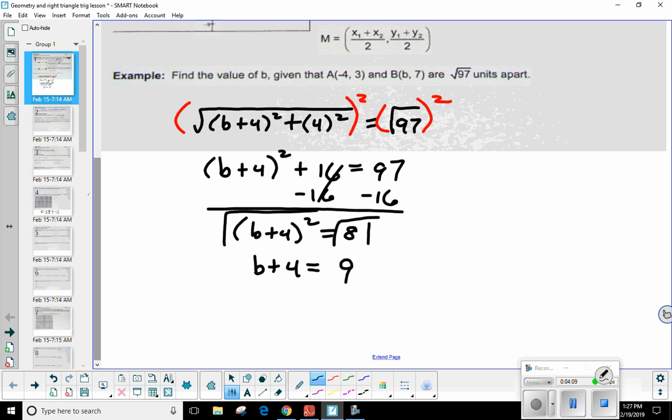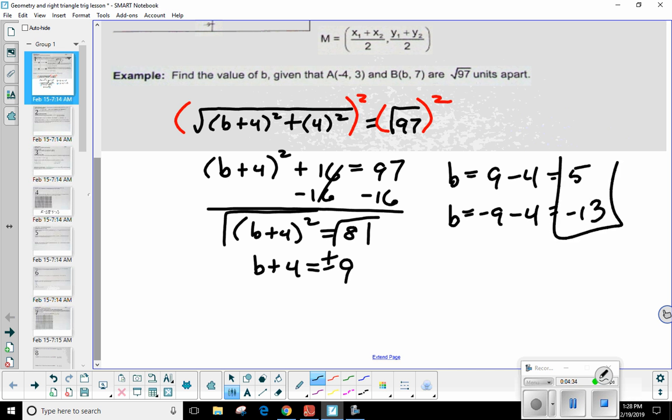But we are solving an equation, so there's something I'm missing. Plus or minus. There we go. There actually are 2 possible values that can make this a true statement. Okay, so now it's just a matter of subtracting the 4 over. So one value of b would be a positive 9 minus 4. The other would be the negative 9 minus 4. So I'm either going to have a 5 or a what? Minus 13. There we go. Those are my values of b. Okay, any questions? Easy, right?